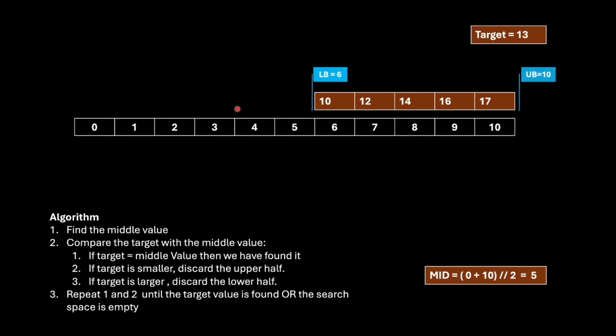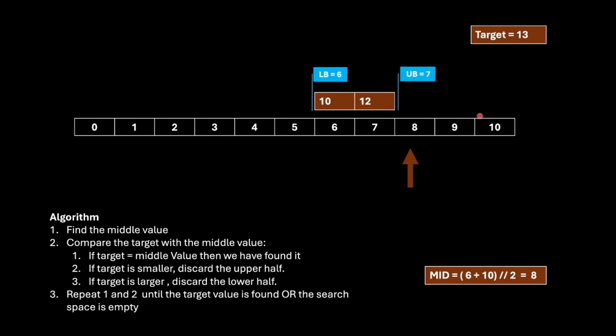Okay, we'll find the middle value again. Our middle value is at index 8, so it's 14. 13 is less than 14, so we'll discard the upper half. Okay, now we'll find the middle value again. Our middle value is at index 6, so it's 10. 13 is greater than 10, so we will discard the lower half.